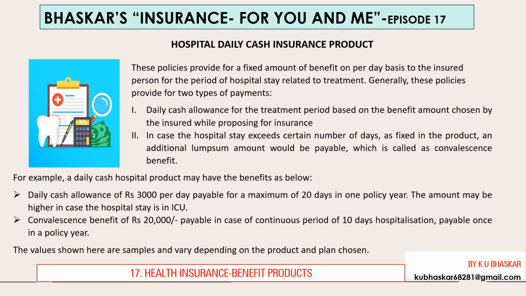For example, a daily cash hospital product may have the benefit as below. The daily cash allowance of rupees 3,000 per day payable for a maximum of 20 days in one policy year. The amount may be higher in case the hospital stay is in ICU. Similarly, convalescence benefit of rupees 20,000 payable in case of continuous period of 10 days hospitalization, payable once in a policy year. So these values shown here, they are all samples just to understand how a hospital daily cash product looks like, and it varies depending on the product and the plan chosen. There could be some additional add-on benefits in some of the products which are not discussed here.